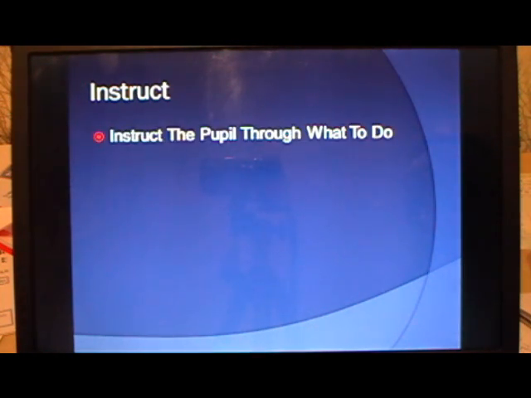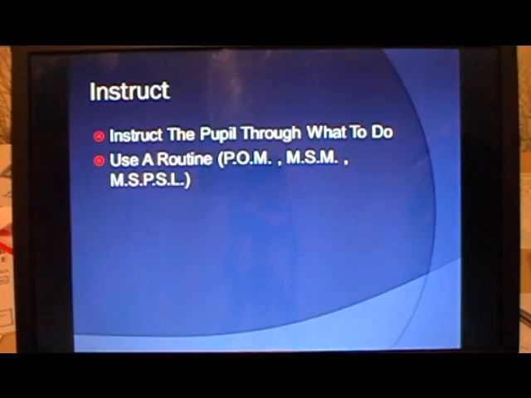So we're going to instruct the pupil through what to do, and that would be routine based usually. So we're going to start off with a routine. If we're on the move, it'll be mirrors first. It's always mirrors before anything. If we're setting off, it could be POM, P-O-M. You may not know about the POM routine, but that stands for Prepare, Observe, Move. It's not in all the books, so you may or may not know about that one. MSM, MSPSL you should know about, but whatever you're going to instruct them through, it's usually a routine.